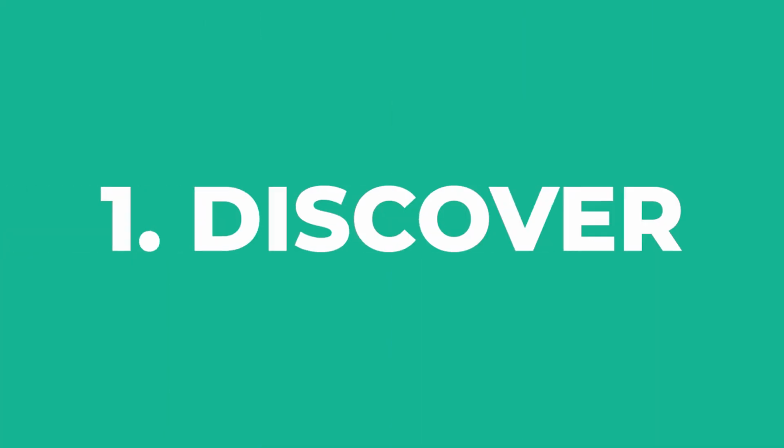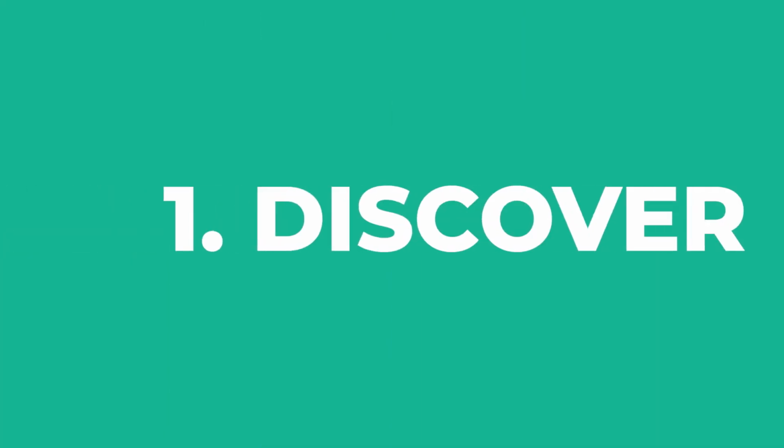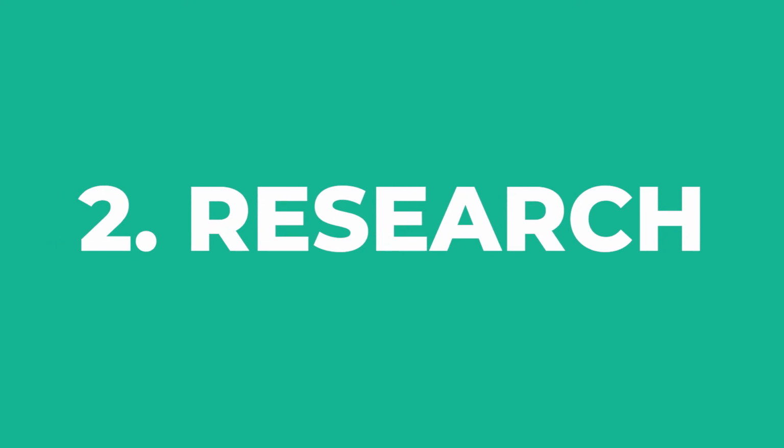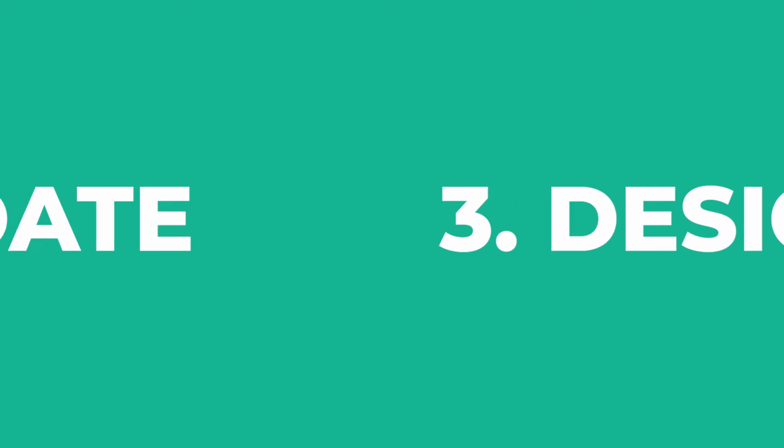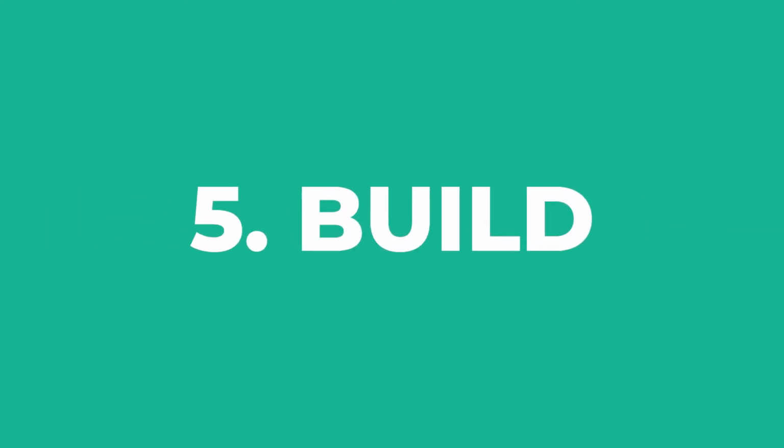So what are the 5 stages of the effective user experience design model? Now, the first stage is discover. Then the second stage is research. Then the third stage is design. The fourth stage is validate. And the 5th and final stage is build.